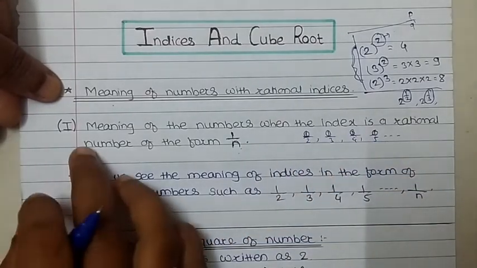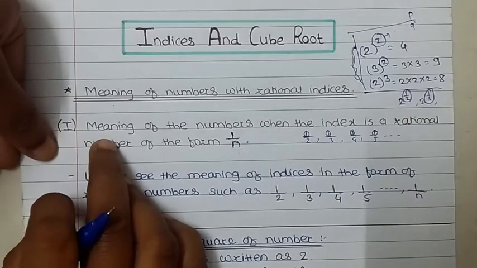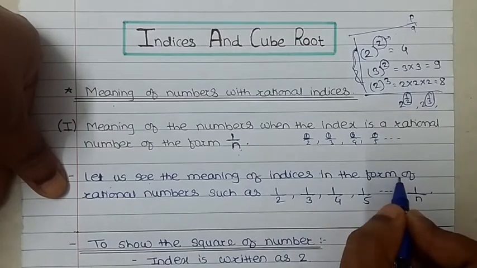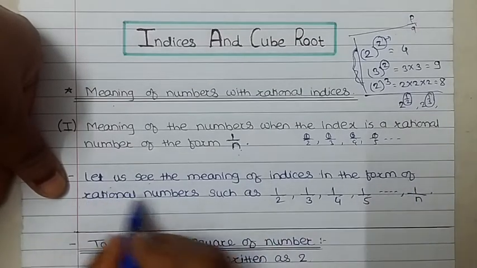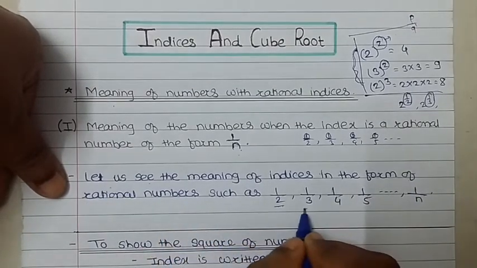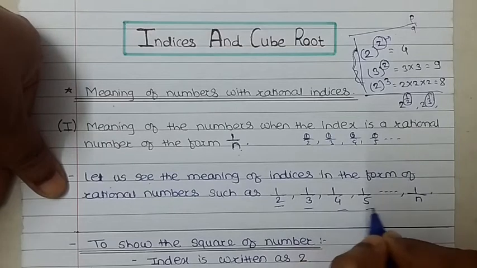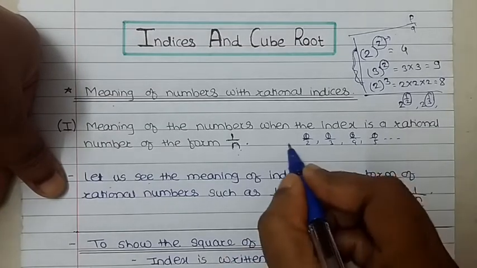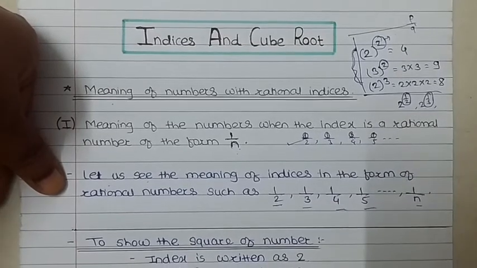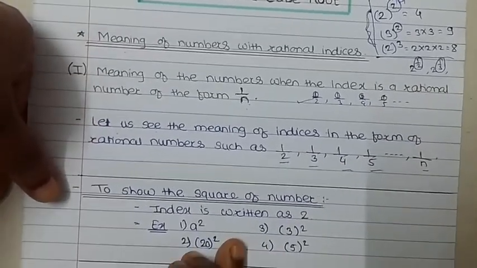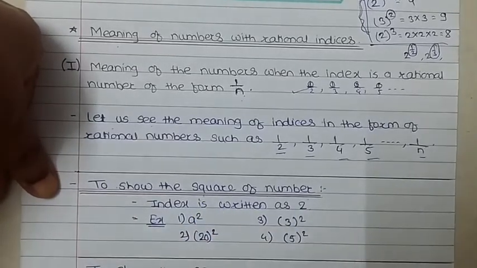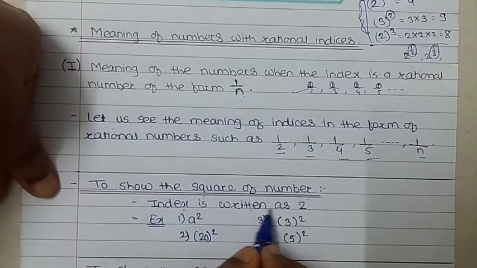Okay, so what is this? This is the first case. Let us see the meaning of indices in the form of rational numbers such as 1 upon 2, 1 upon 3, 1 upon 4, 1 upon 5, and up to 1 upon n. We will discuss only this here. Clear? Now, first thing is what? To show the square of a number. How to show the square of a number? The index is written as 2.